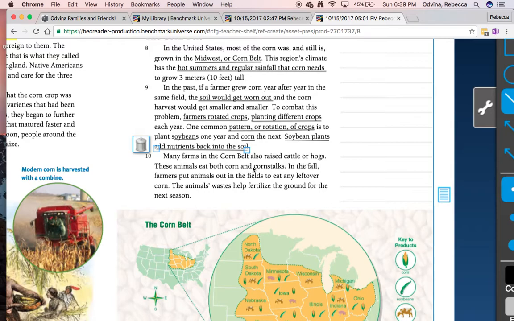They raise cattle or hogs, and these animals eat both corn and corn stalks. And the farmers put animals out in the fields to eat any leftover corn. And the animal waste helps fertilize the ground for the next season.